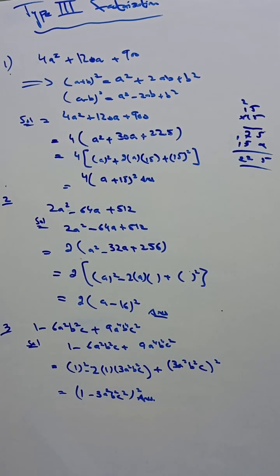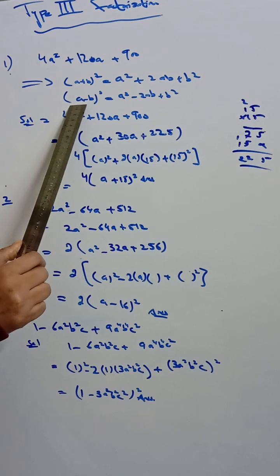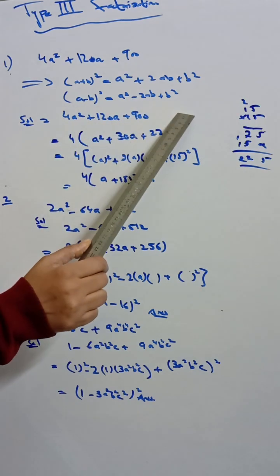Type 3 factorization. Today we will do some more examples of it. Before starting, you must remember the basic formulas. A plus B whole square equals A square plus 2AB plus B square. A minus B whole square equals A square minus 2AB plus B square.